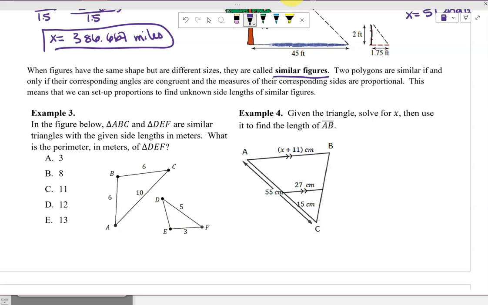Example 3. This example is directly released from an ACT test. In the figure below, triangle ABC and DEF are similar. If that's the case, angle A will be congruent to angle D. That angle will be congruent to that angle. So on the ACT, if it asks anything about those angles, they have to be the same measure. Angle B will be congruent to angle E, and angle C will be congruent to angle F.